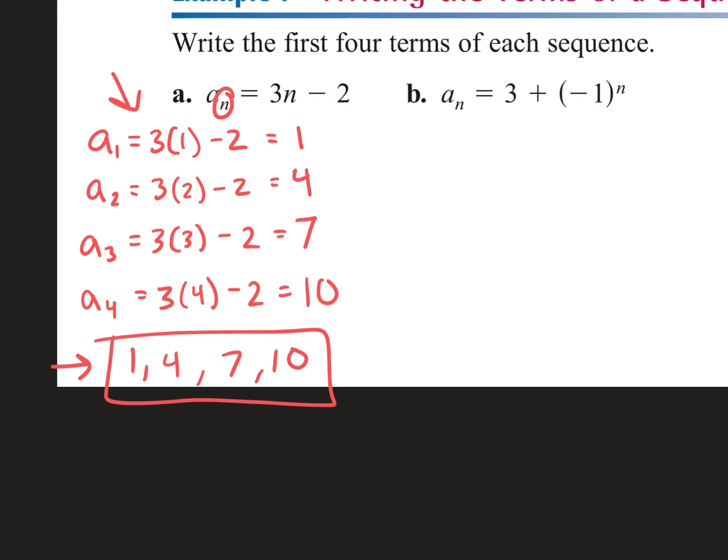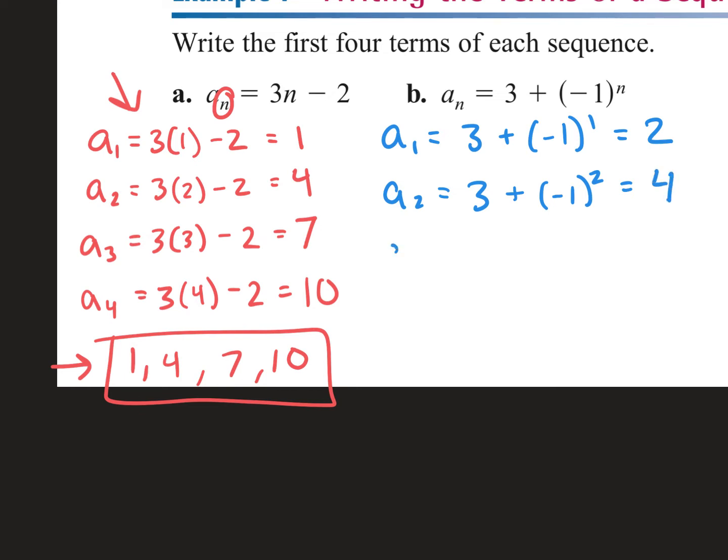All right, let's do the same thing for B. So again, we're plugging in 1, 2, 3, and 4. So a sub 1, we plug in 1 for n. So 3 plus negative 1 to the first power. What's negative 1 to the first power? So 3 plus negative 1, 2. Next, we plug in 2. What is negative 1 to the second power? Positive 1. And 3 plus 1? 4.